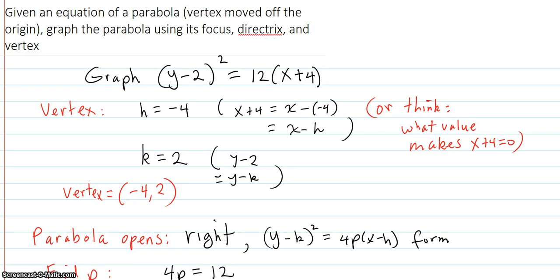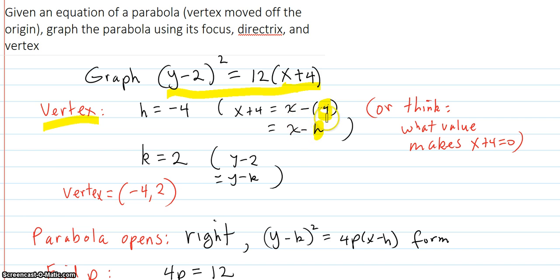Given an equation of a parabola where the vertex moves off the origin, graph the parabola using its focus, directrix, and vertex. Here's our equation. And we go for the vertex, and we see that h, which is on the x, is -4 because it currently is in the form of x plus 4, but that's x subtract -4. And of course the subtraction part is the h, because the form is x minus h.